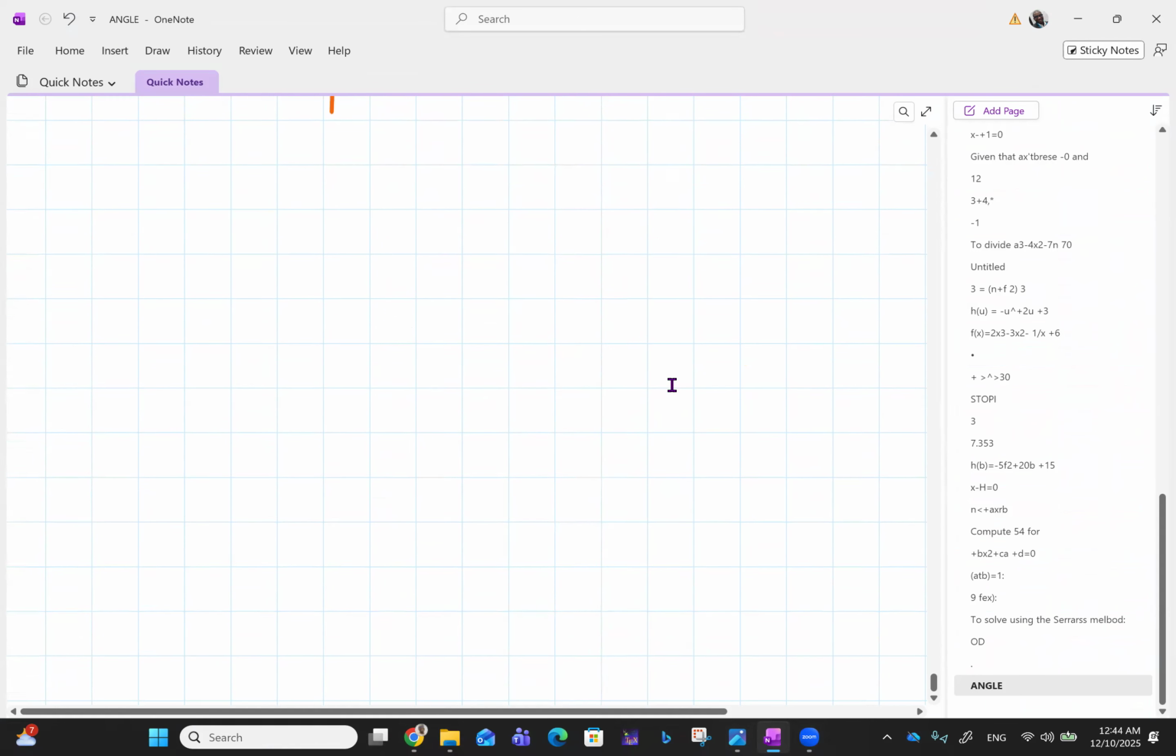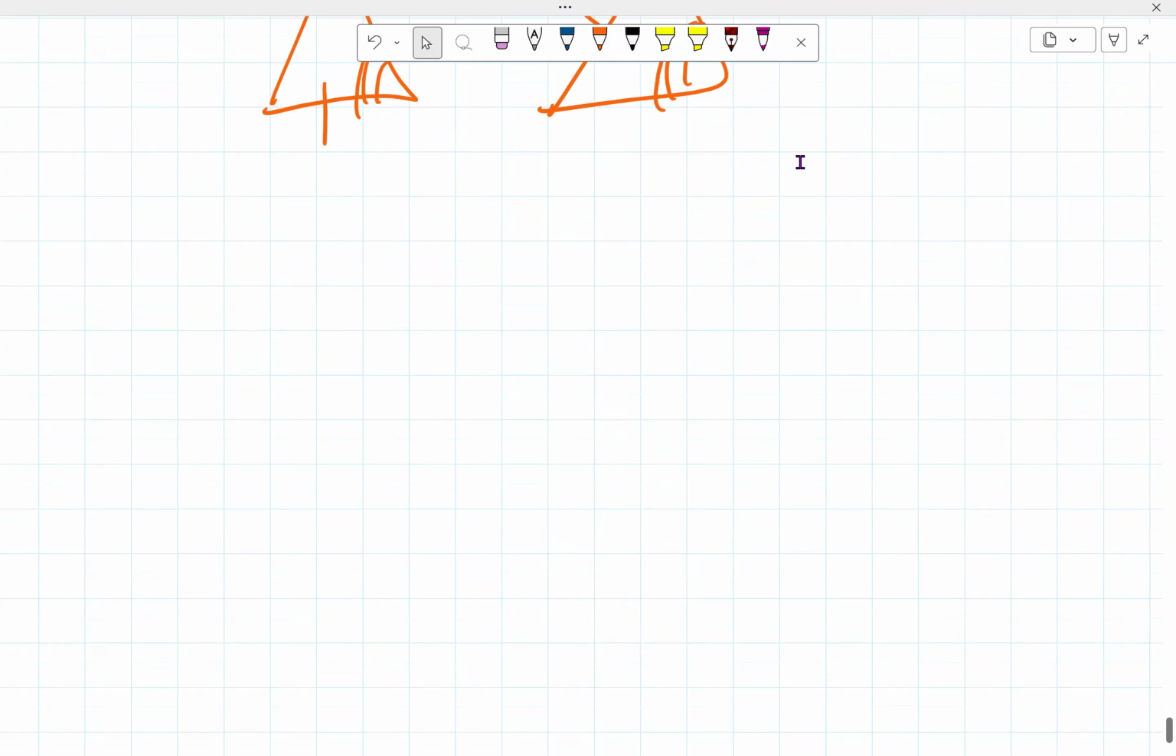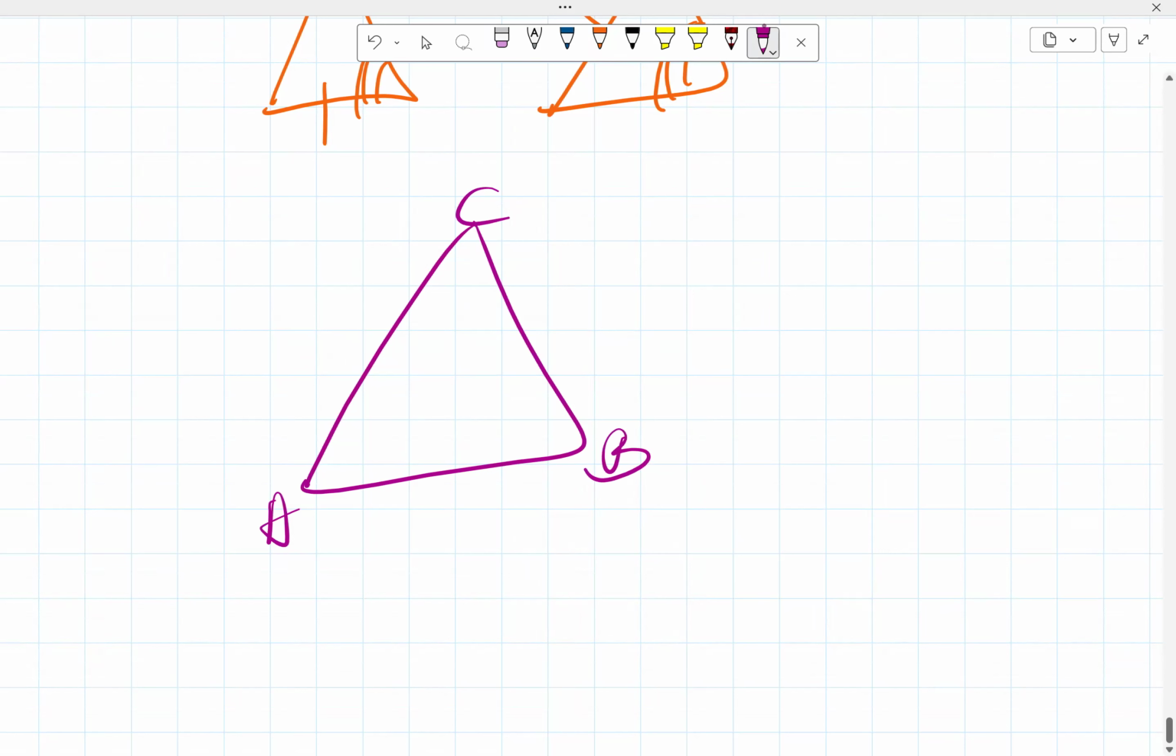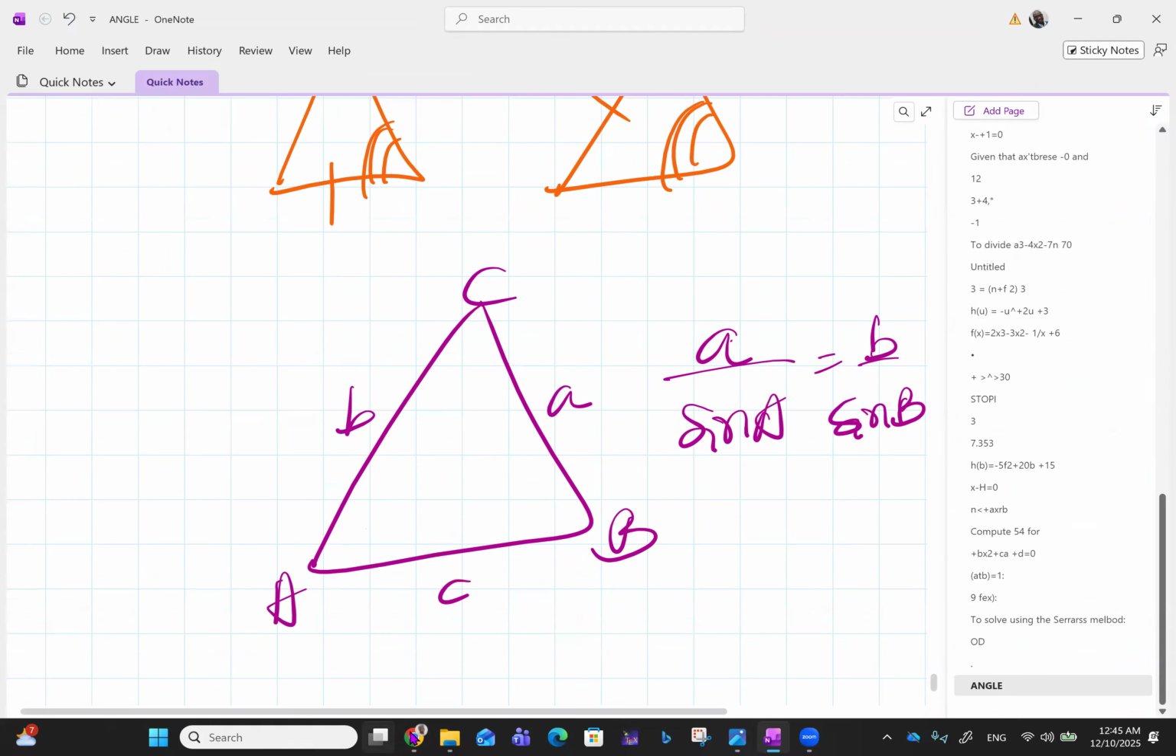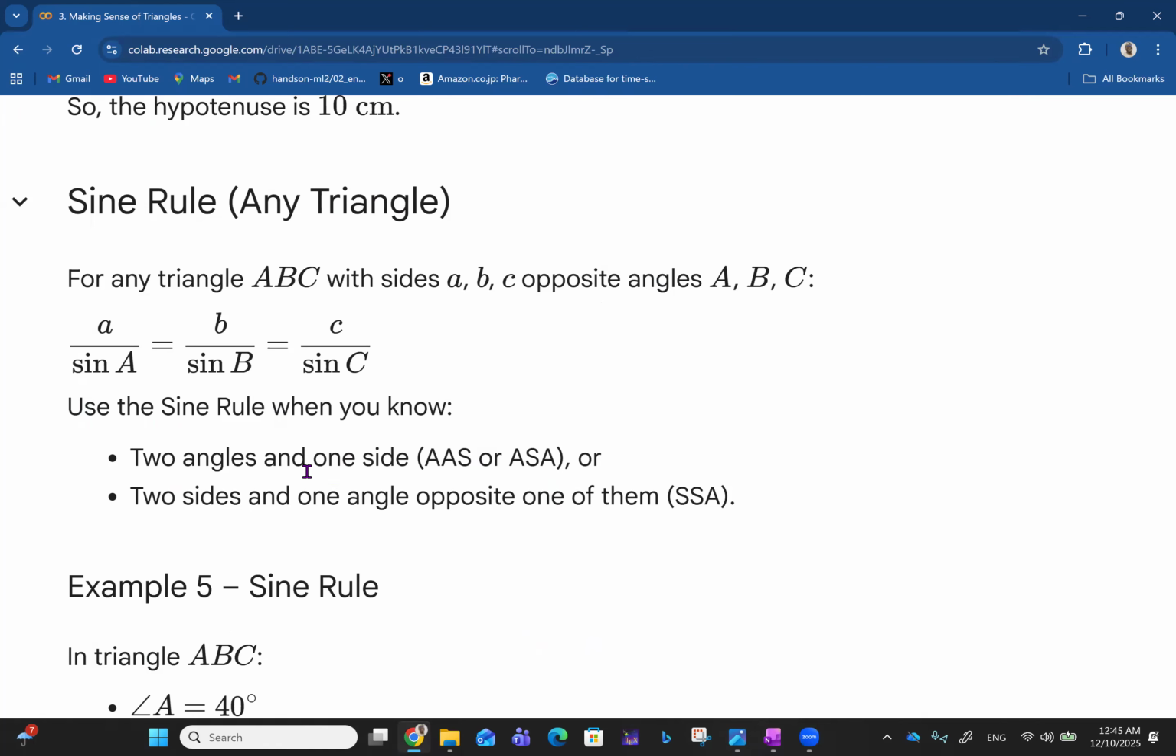And what does the rule simply state? The rule tells us that if you have a triangle ABC, and you know any two angles, or two angles with a side facing one of the two known angles, then, these are the angles, A, B, and C capital, and the sides are small a facing A, b facing B, and c facing C. So a over sine A is equal to b over sine B is equal to c over sine C, like that. In that case, you can use sine rule.